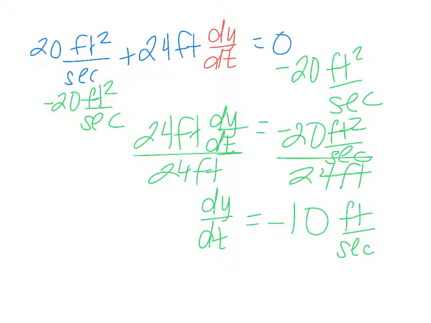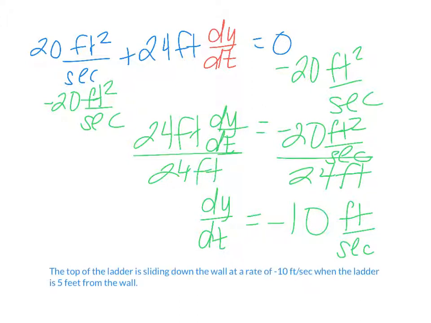Alright, so now let's justify using NUT. So to justify it, I said the top of the ladder is sliding down the wall. That's my noun. That was just straight from my question that I restated. At a rate of negative 10 feet per second, so I have my answer with my units here. Here's my u. This was my n. And then when the ladder is 5 feet from the wall. So that's my condition, my time, or my when this is happening. So when it's 5 feet from the wall, it's going to be decreasing at a rate of negative 10 feet per second.